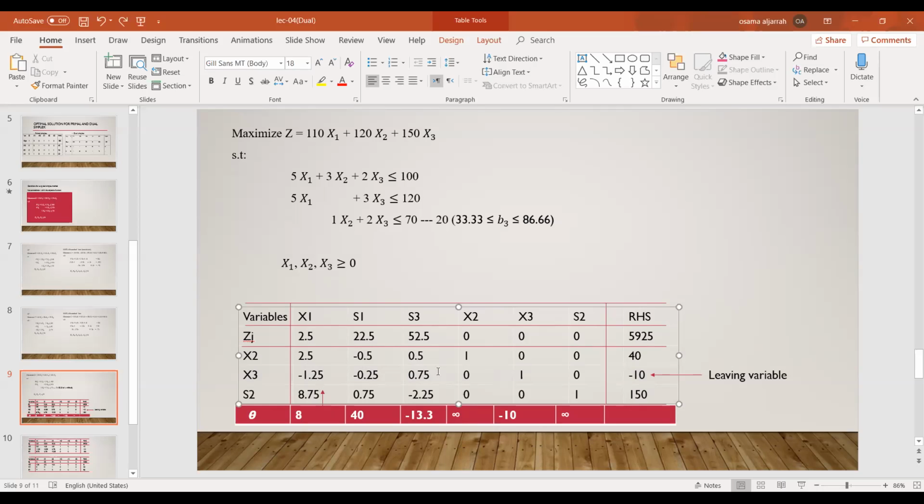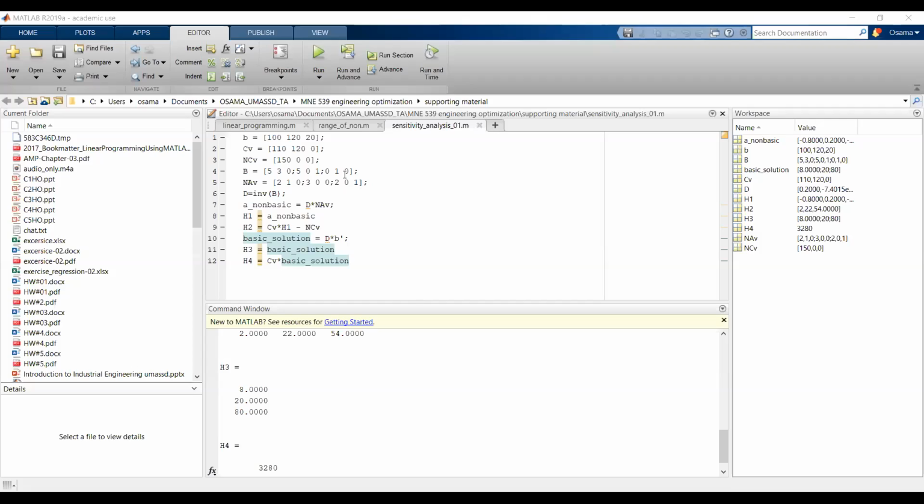The other way, which is the easier way: x2 will remain a basic solution, and S3 will remain a basic solution, but I will change from x3 to x1. So what I am going to do is update my post-optimal matrix. So here I will go to MATLAB. This is the easiest way. You can do it either way.